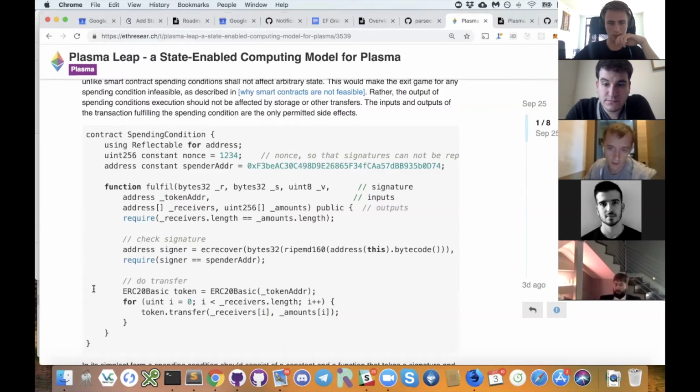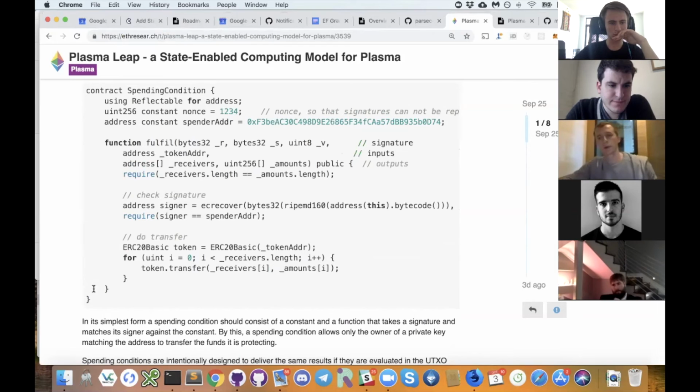And then instead of just putting the address of the owner into the output, you can just put a hash of a contract. And that contract is a spending condition. Then the input can bring the code of the contract, so the script, the data that fulfills the contract, and create new outputs.